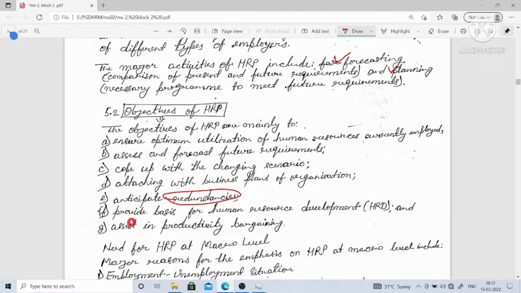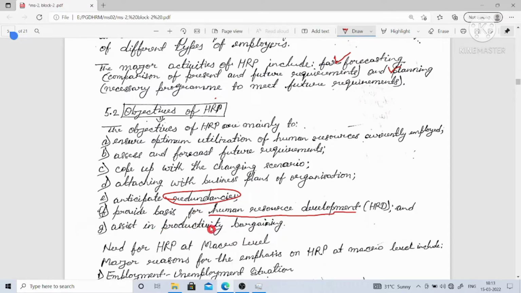Next, provide basis for human resource development. Human resource development, we know, is related to providing training and development, means activities related to training and development. So what are the different requirements in the future and in the present? According to the requirement of the present and the future, the human resource development or HRD department can train employees in accordance with the requirement of the employees in the present and in the future.